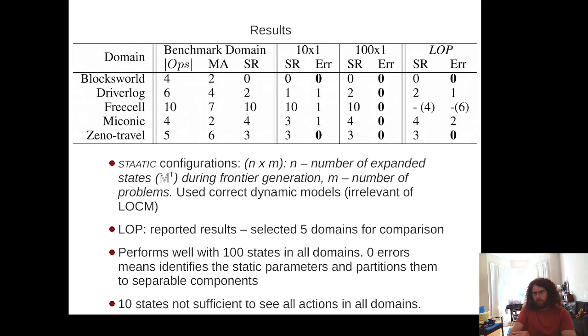And in the 100 states case, it did well, 0 errors. That means it correctly identified all the parameters that must be in a static, and it also partitioned them down to separable components. In the 10 state case, it wasn't sufficient. So basically, the states that were expanded didn't give it enough information. So it's possible that a different way of expanding states, random or whatever, would have allowed it to actually see all the actions, which it didn't in this case. So, okay.